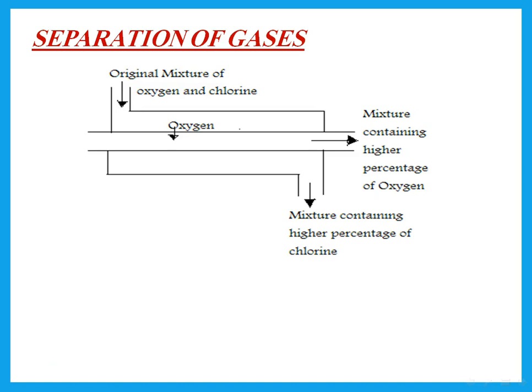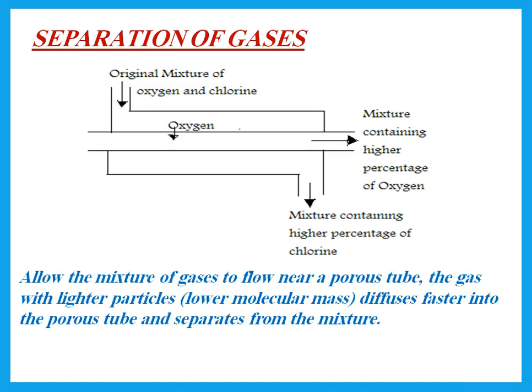How do we separate gases? If he has a mixture of gases, I separate it by diffusion. So we have a porous tube. The tube in the middle here has tiny little holes, so it's called a porous tube. We allow the mixture of gases to flow near the porous tube. The gas with lighter particles, lower molecular mass, will diffuse faster into the porous tube. So that tube in the middle would have, for example, more oxygen than the tube outside, and the one outside will have the chlorine left in it. So this separates a mixture of gases.